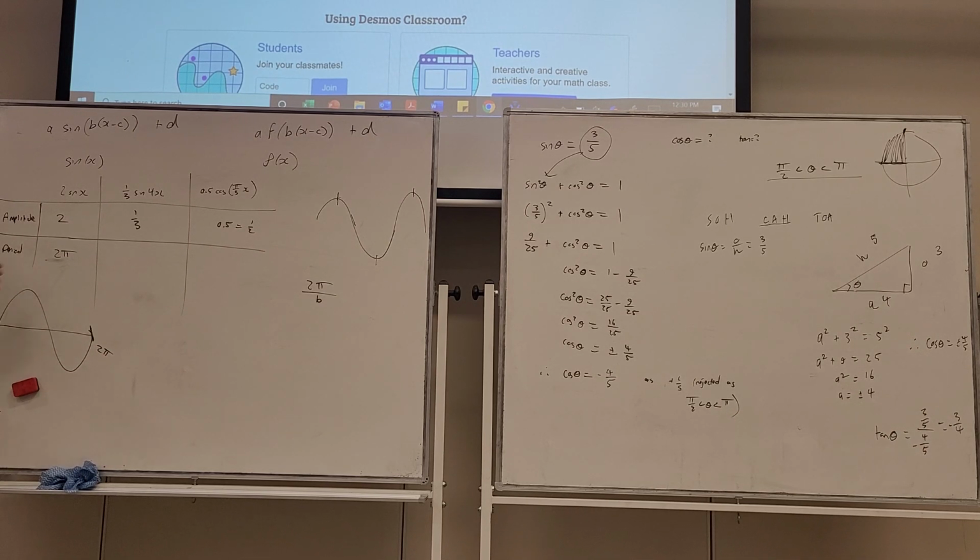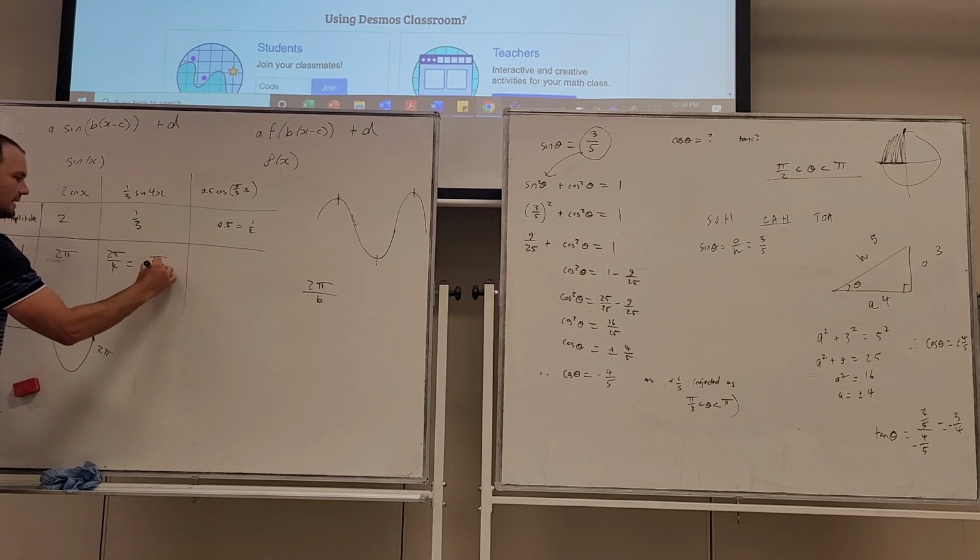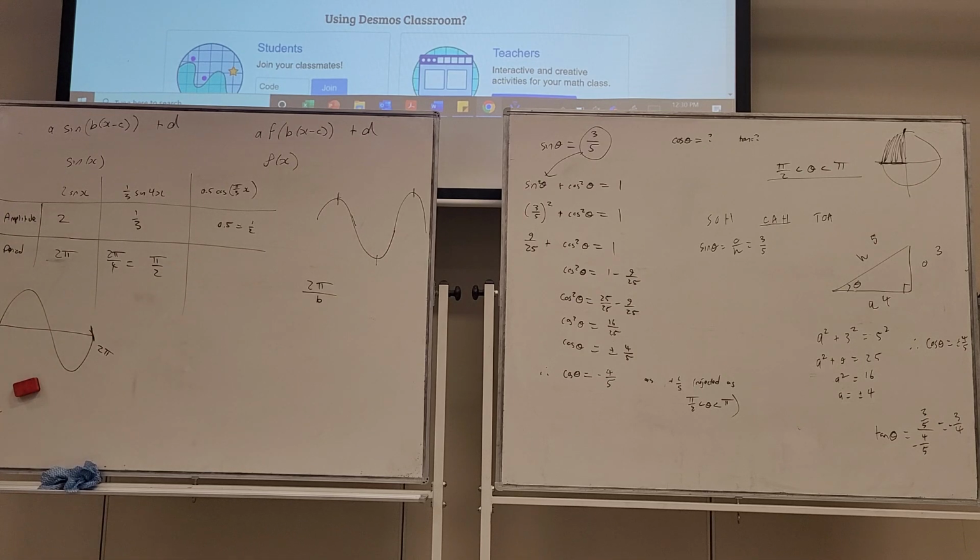Alright. For the next one, we have b is 4. So our period is going to be 2 pi divided by 4. That simplifies to pi on 2. Okay? So what that means is for one whole wavelength for this function, it's only pi on 2 units. Remember, pi is just a number. Pi is 3.14159. Pi is just a number, and so that is a distance for us.